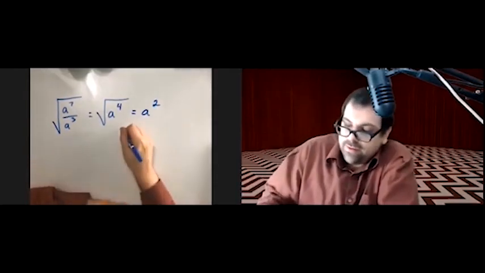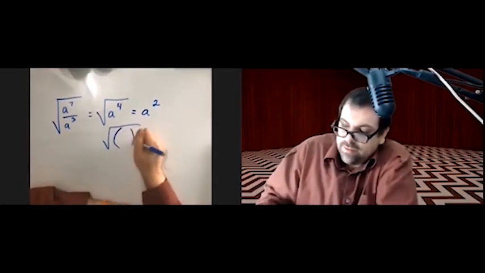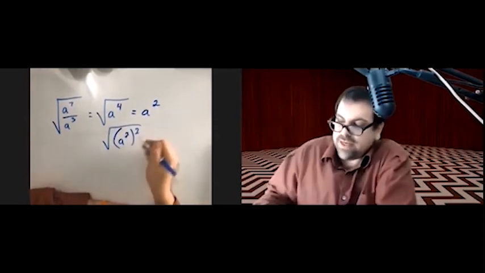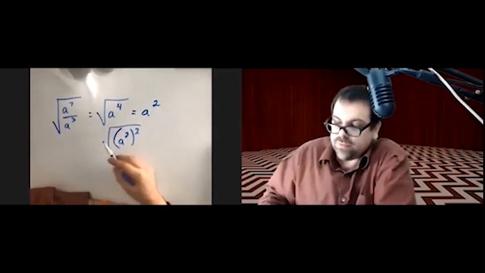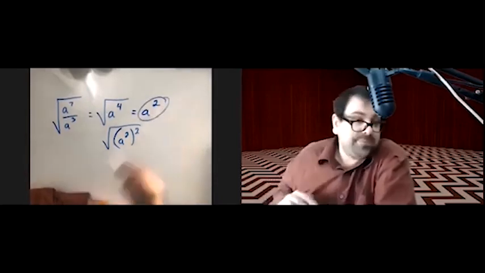And how do we get that? Because again, a to the 4th is a squared squared. The square root and the square cancel each other out.